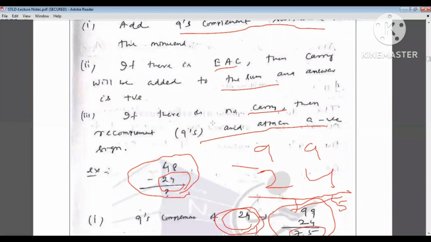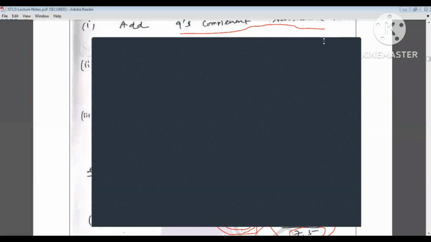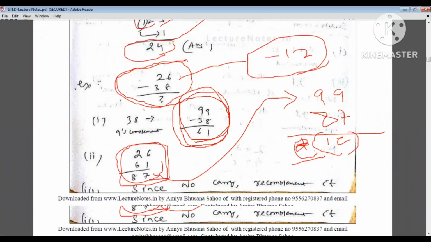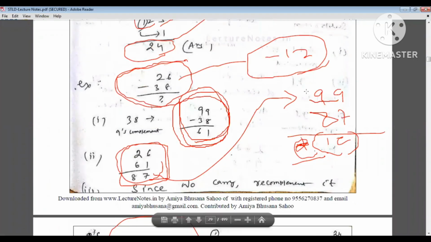सर 1's complement स्टेप्स क्या था? 1's complement स्टेप्स क्या था? If there is no carry then recomplement it. That means find its 9's complement and attach a negative sign. इसका 1's complement 9's complement निकालो. That means 99 से subtract करो and attach a negative sign. Understood?